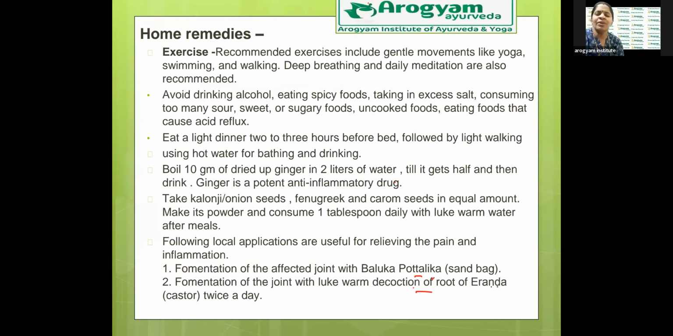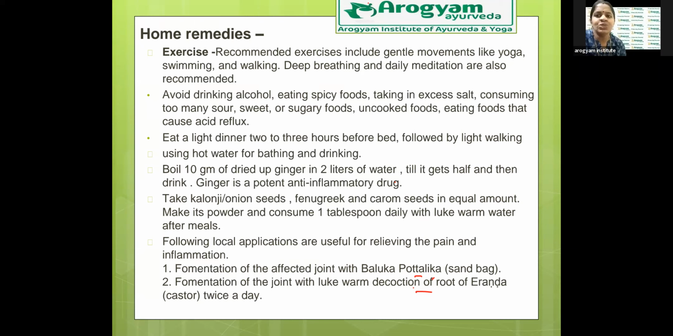So for this there are home remedies, or rather natural remedies I would say. Exercise regularly. Recommended exercises include gentle movements like yoga, swimming, and walking. Deep breathing and daily meditation are also recommended. Avoid drinking alcohol, eating spicy food, taking in excessive salt, consuming too many sour, sweet, or sugary foods, uncooked foods, and eating foods that cause acid reflux. All these are to be avoided.